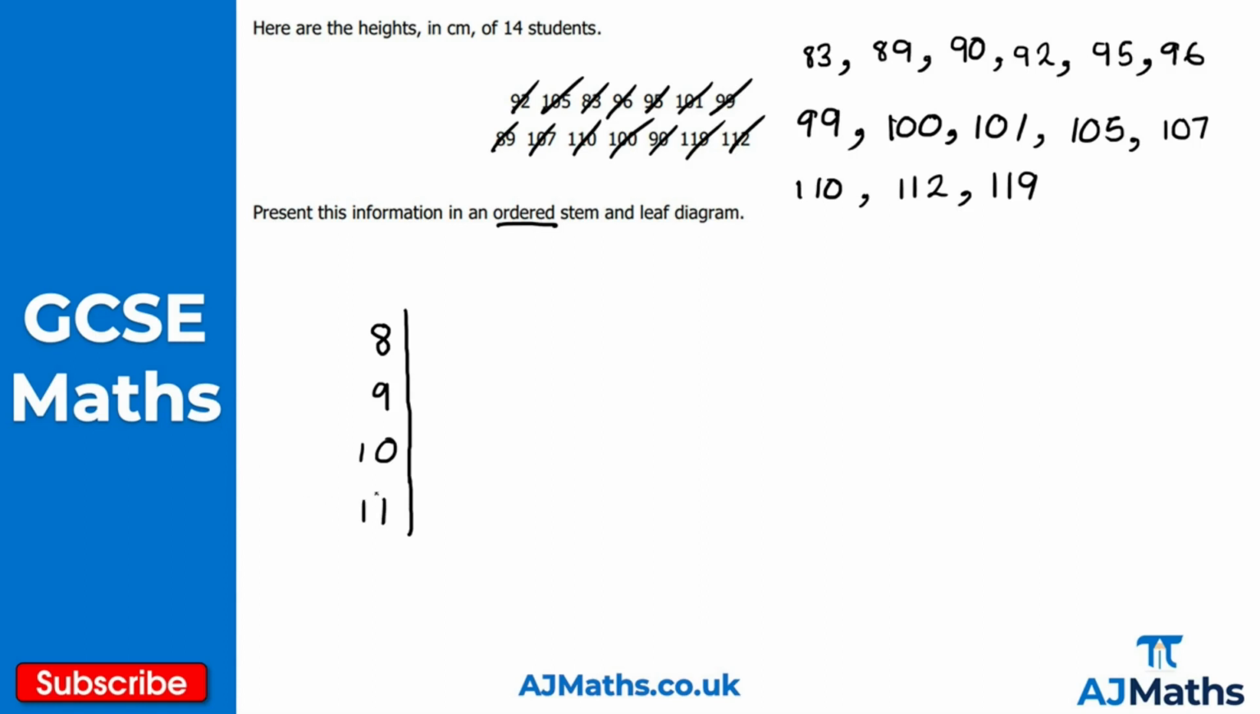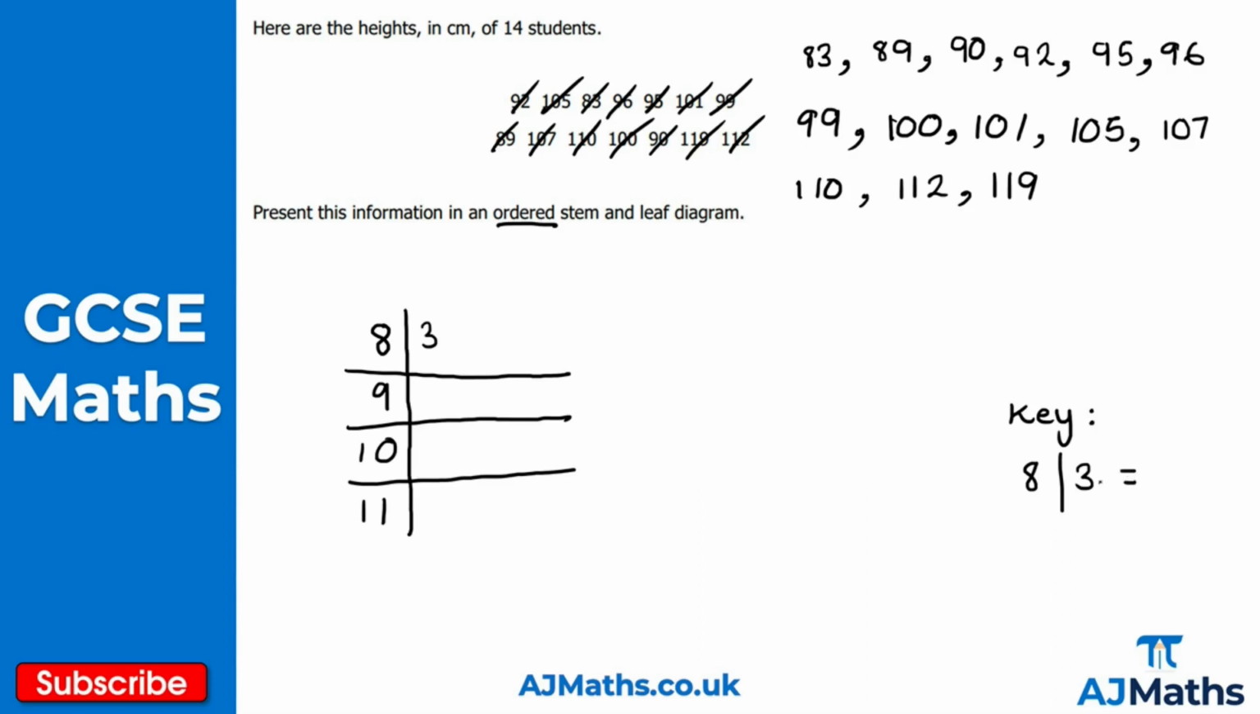To represent 83, we put a 3 after the bar. I'm going to split this off a little bit so it's clear what each one represents. Now I'm going to do my key. Don't forget to do a key. You do lose a mark if you forget this. So 8 and 3 is 83 centimetres. That's how we represent this data.